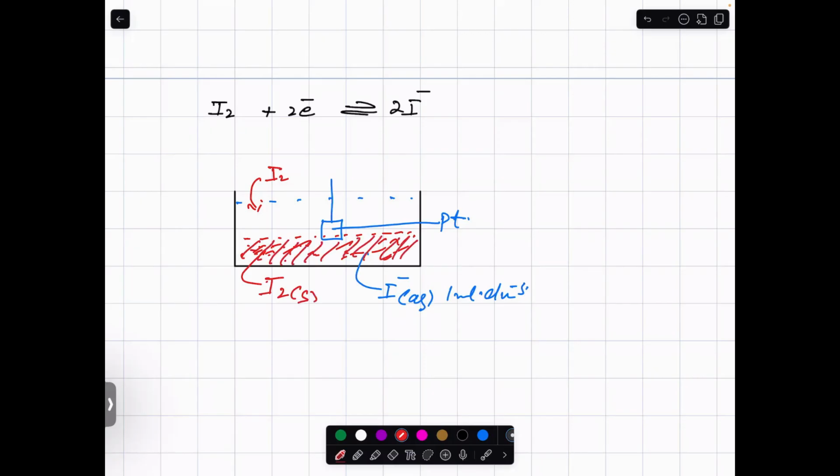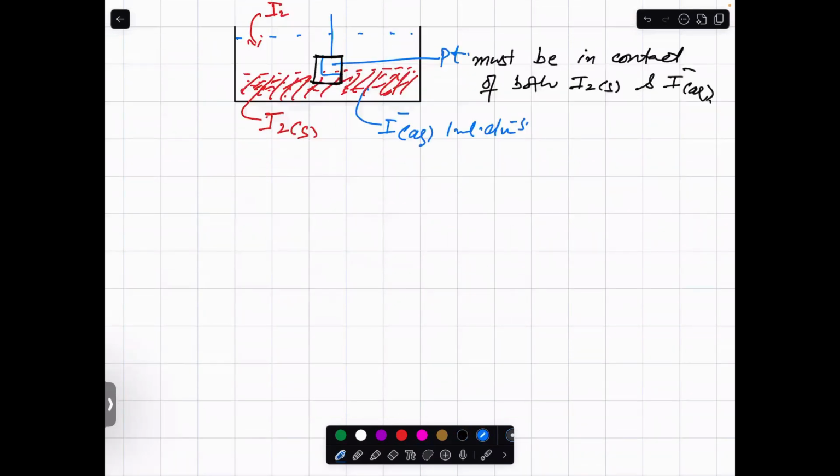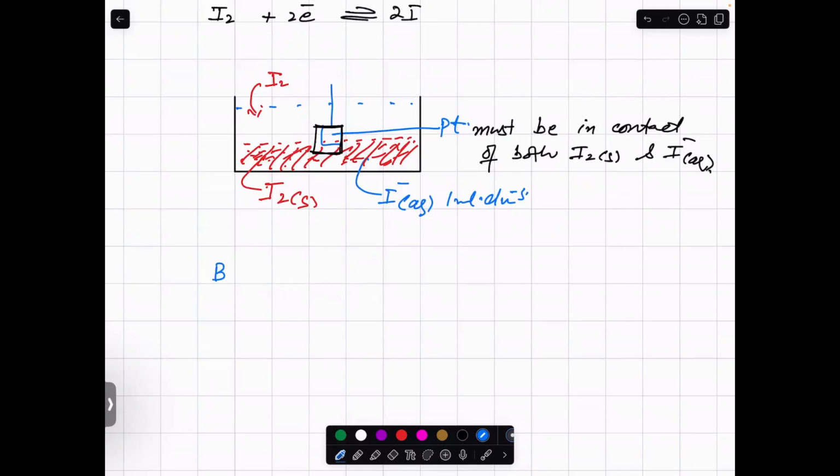And you must remember that your platinum must be in contact with both iodine solid and iodide aqueous. Okay. Second case, the bromine liquid. It is liquid at room temperature, going to bromide.